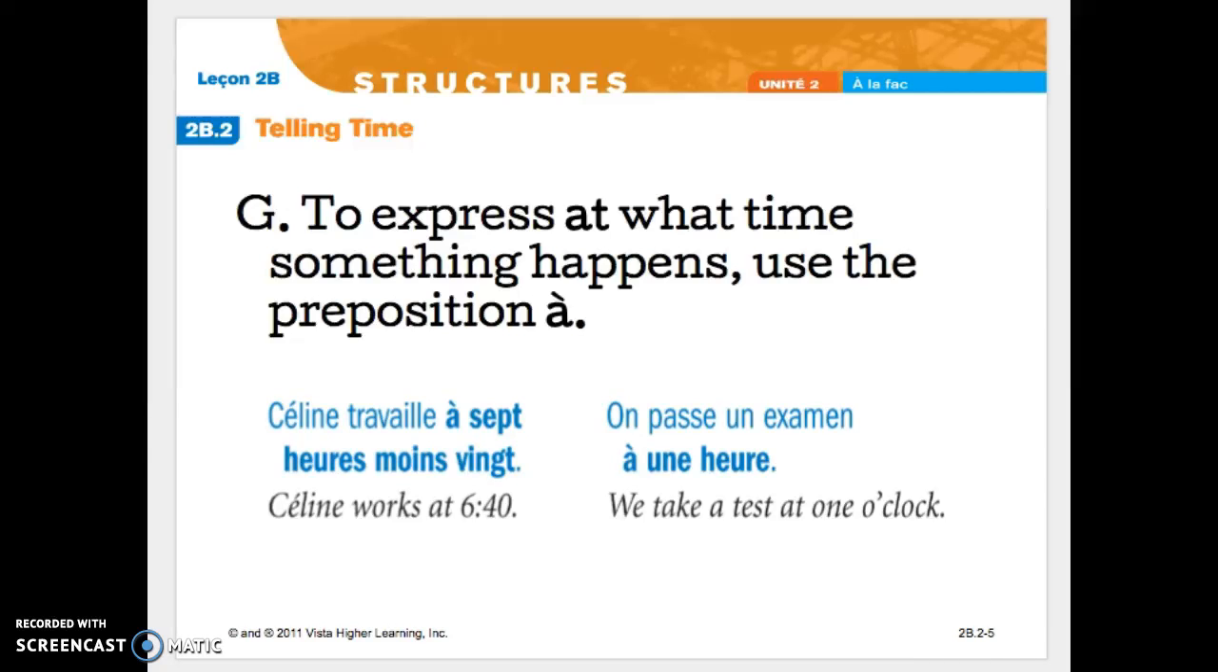You use the preposition à, meaning at, to say at what time something happens. To say Céline works at 6:40, you see the section given here. If you say you're taking a test at 1 o'clock, you see the section here. The à is by itself, and it has an accent grave.